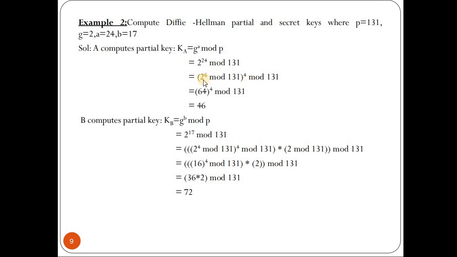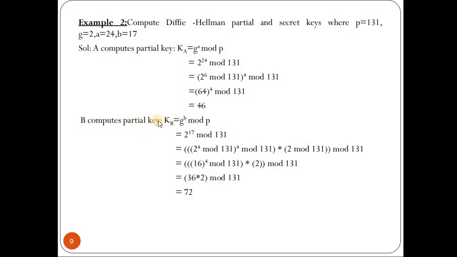Okay. So let us compute what is 2 to the power 6 mod 131. That is nothing but 64. Next we have to compute 64 to the power 4 mod 131. That gives us 46. Now 46 is nothing but the partial key of A. Now this is sent to B. Okay. B keeps it as it is initially.